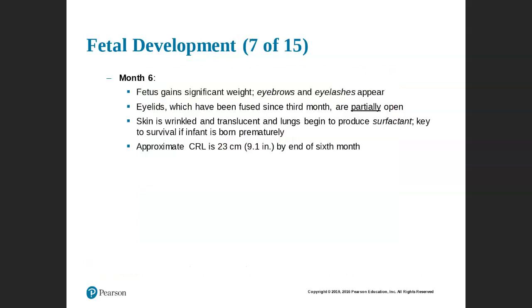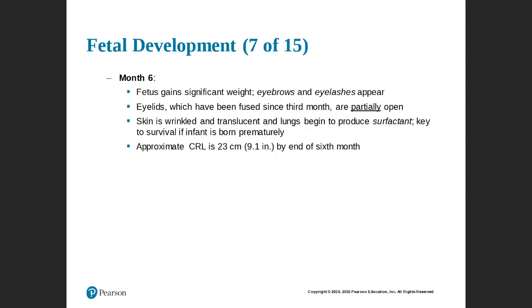Month 6, the fetus gains significant weight. Eyebrows and eyelashes also start to appear at month 6. Eyelids, which have been fused since the 3rd month, are now partially open. Skin is wrinkled and translucent. Lungs begin to produce surfactant, and that's important for survival if the infant happens to be born prematurely, which sometimes happens at 6 months. Approximate CRL is about 9.1 inches, 23 centimeters, by the end of the 6th month.